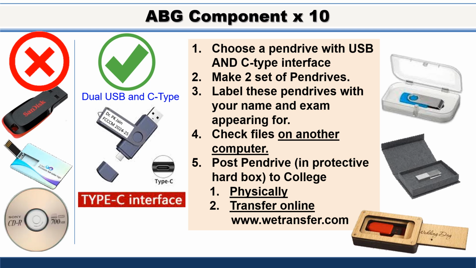Having done that and put your logbook, before you send it to the office, remember to protect the pen drive, and you will send it in duplicate form. So make 2 copies of it, label both of them, and send it in a protective hard box, which may be of plastic or hardboard or wood or whatever. And these are easily available online on Amazon, and you will find them.